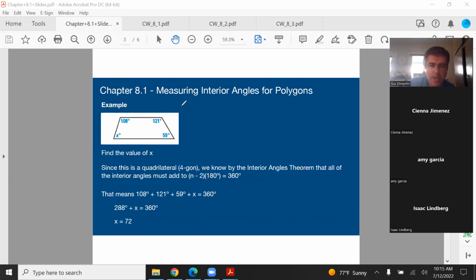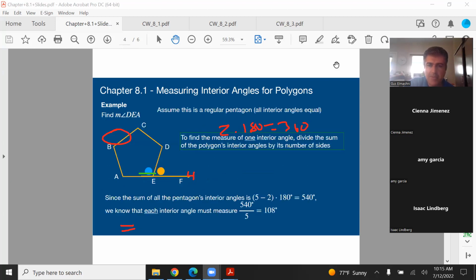Here, if you have a 4-sided figure, so a quadrilateral, and you want to find this angle right here, you have to realize it always adds to 360 because you have 4 sides. So 2 times 180 is 360. So all these add to 360. So take the 3 that you do know, add them up, take the difference from 360, and you get 72. That should be a very straightforward calculation. Not much really to annotate here. It's pretty self-explanatory.